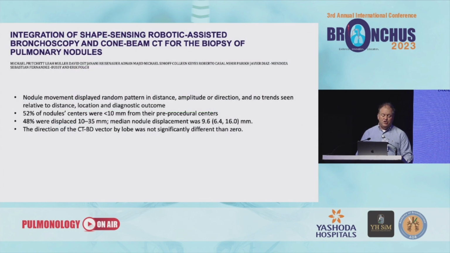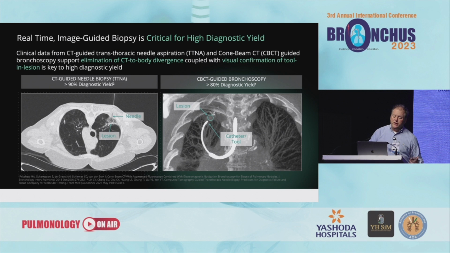And I think it's important of just how much there was and how unpredictable it is. This is also a nice paper that Pritchett put out talking about how the nodule's center has moved and that there's not a predictability to it. So real-time guidance is needed, and it's critical for this high diagnostic yield. And a lot's been talked about, cone beam and so forth. Let's start from the beginning.